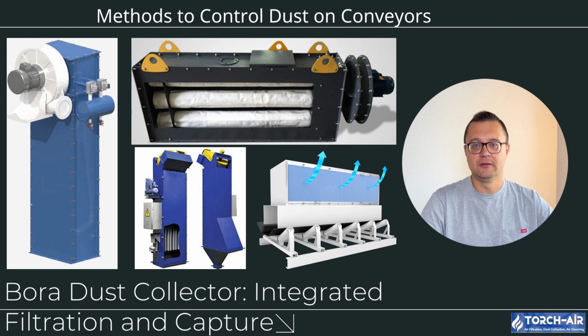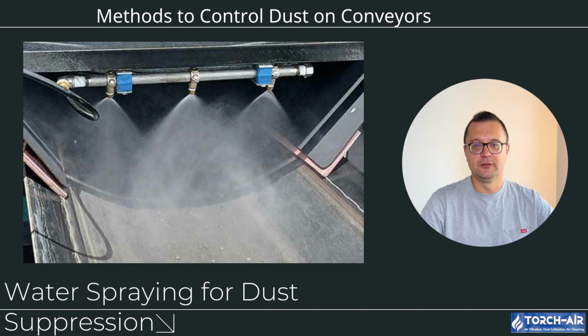How it works. Positioned above the conveyor, the Bora captures dust, filters it, and either returns the clean air back to the facility or vents it out. The collected dust is stored for disposal. Advantages. This system simplifies dust control by combining the hood and filter into one unit, reducing the need for additional ductwork.